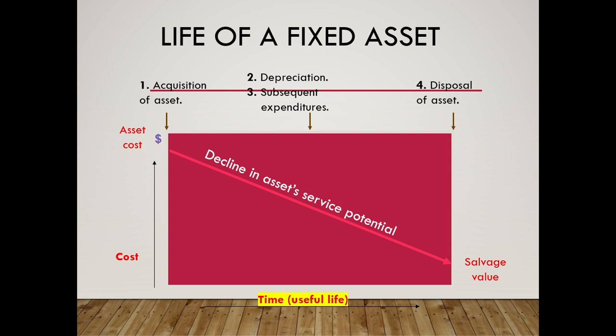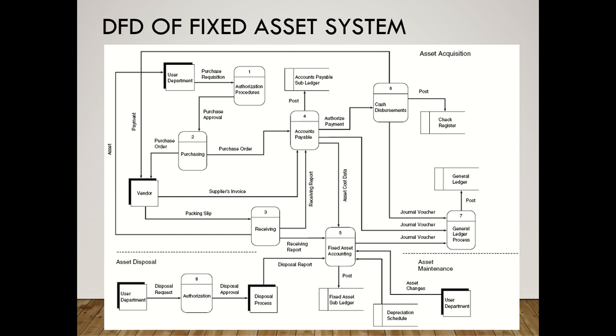Okay, and then, after that, the last part would be the disposal. Okay, so that's the general timeline and life of a particular fixed asset of property, plant, and equipment. Okay, so this shows us the data flow diagram again of the fixed asset system.